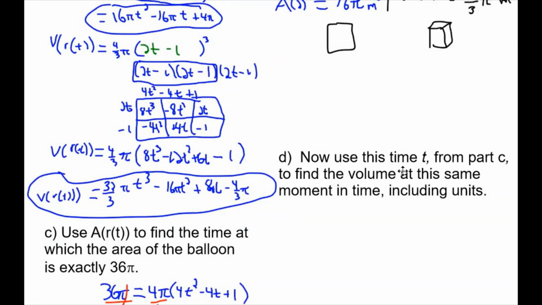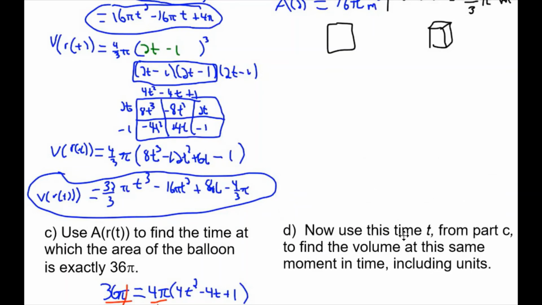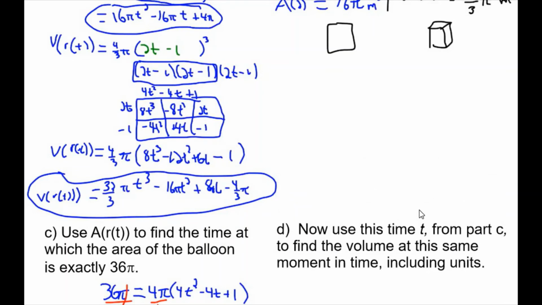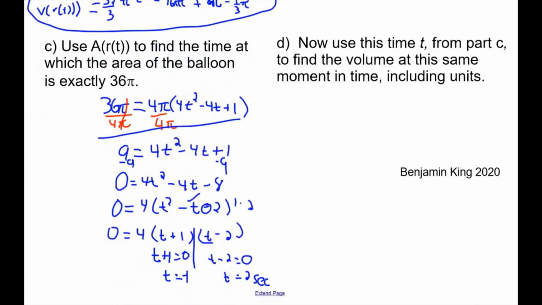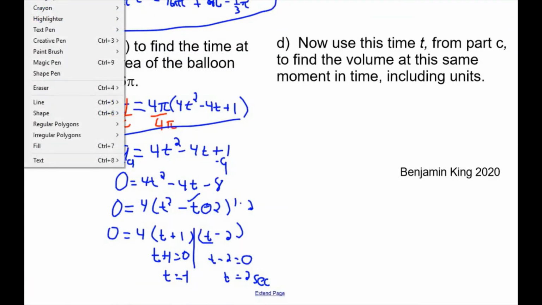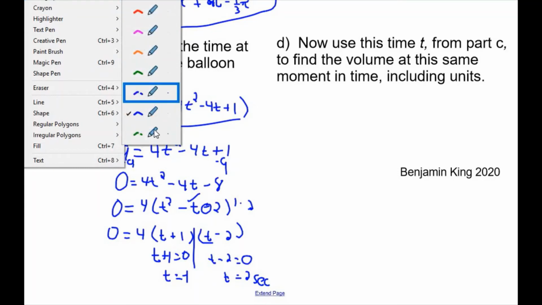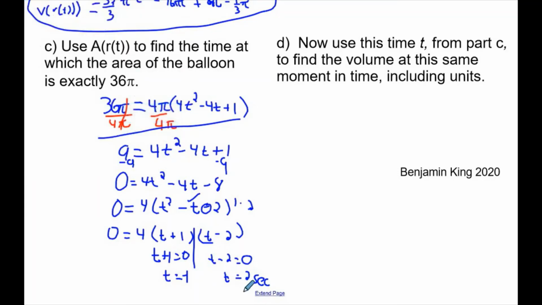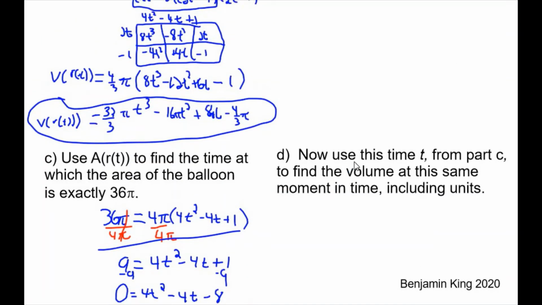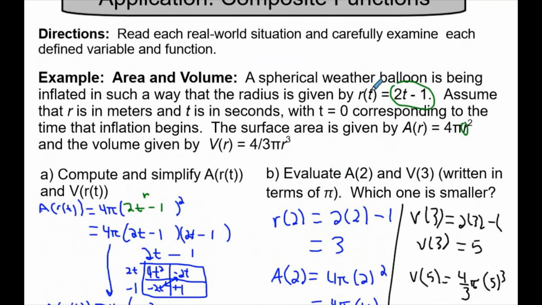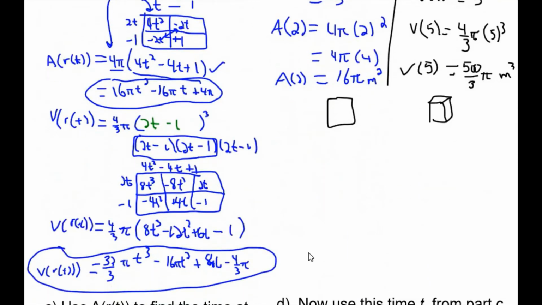Okay, so now use this time from part C to find the volume at the same moment. So now it wants me to take this amount, and that was where the area was, and it wants me to take the area's time here and put it into the volume equation. So again, we could put it into this huge mess, or we could put that back into this that generates the radius, and the radius will generate the volume. Remember, the time generates the radius, and then the radius will generate the volume. So it's kind of like doing part B.